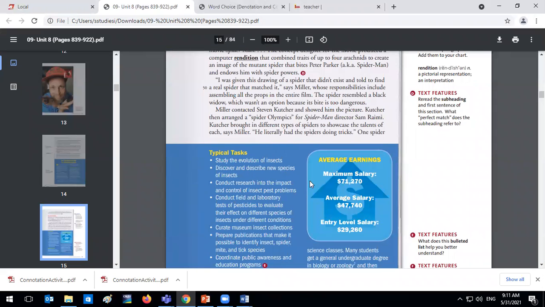And finally, the last piece of information that he provides is the average earnings. How much money or what is the maximum salary? And you can mention this per month if you want. You can mention it per year. The average salary and the entry level salary for an entomologist.